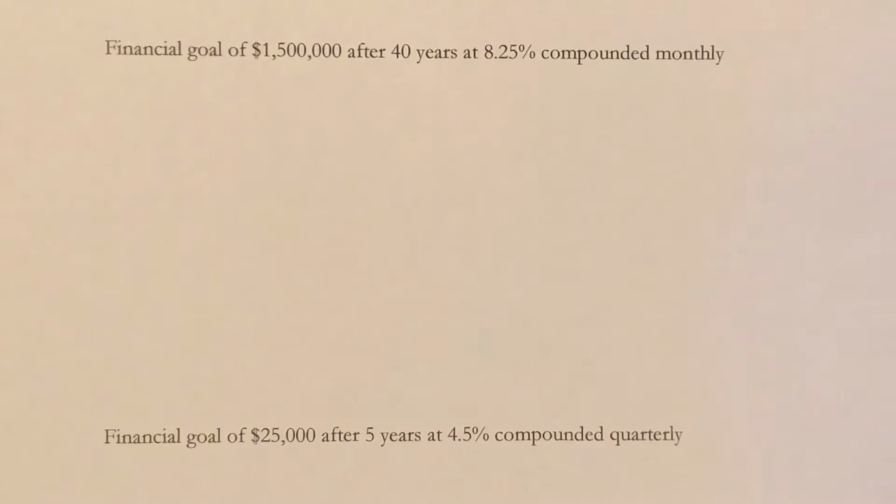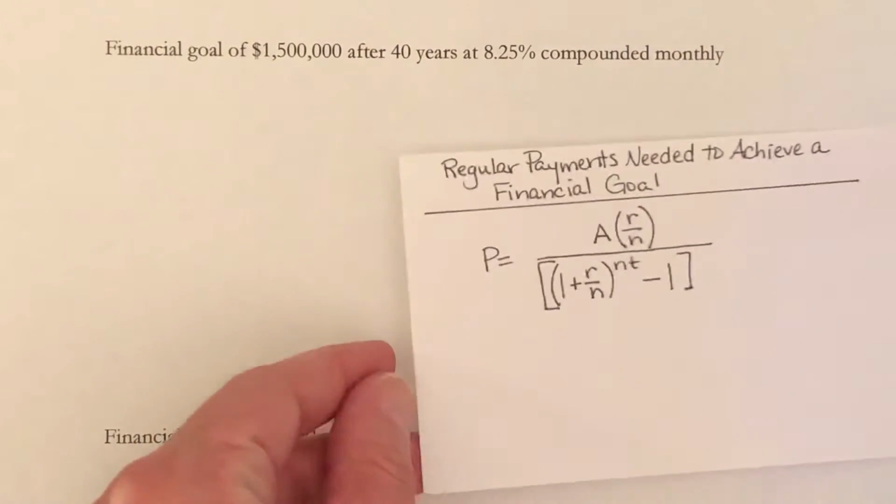This is part 5 of section 8.5. We have a financial goal of $1.5 million after 40 years, and we can invest that at 8.25% compounded monthly. How much should we deposit in the annuity?